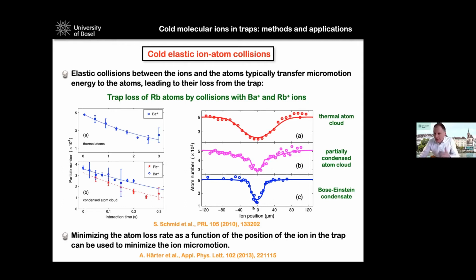Okay, so this is elastic collisions going on, which essentially lead to an ejection of the atoms from the atom cloud. What this can actually be used for is to minimize the micromotion of the ions. If you minimize the atom loss when you overlay the atom cloud with the ion, then as a function of the ion position, you can use this to try to place your ion on the RF null line of the trap where the micromotion is ideally zero, and in this case minimize the excess micromotion in the system. And that is shown, for instance, in this paper.